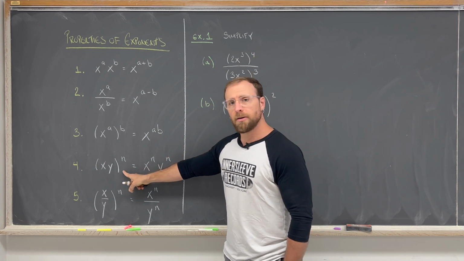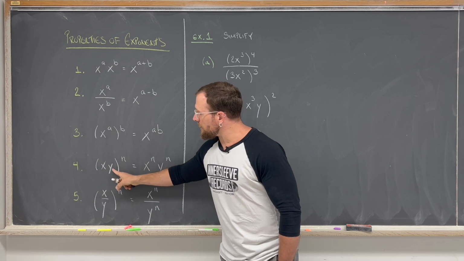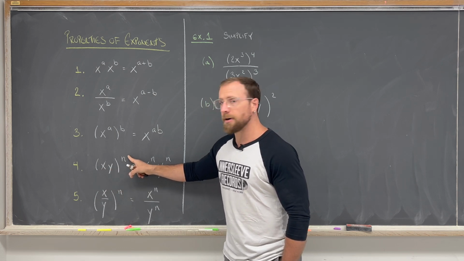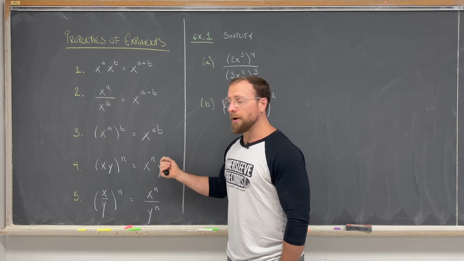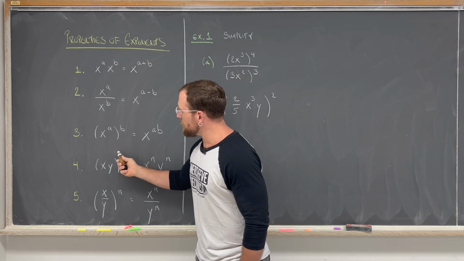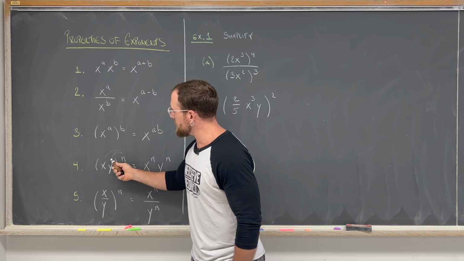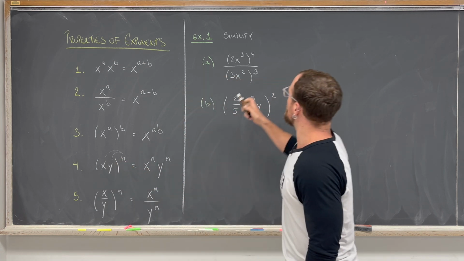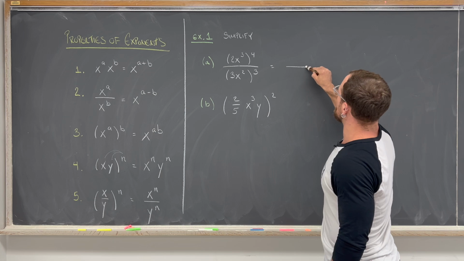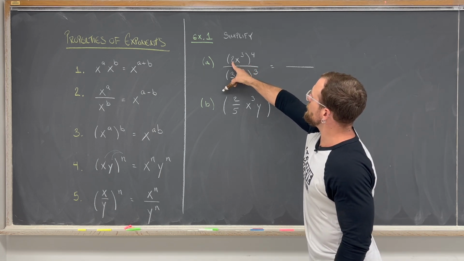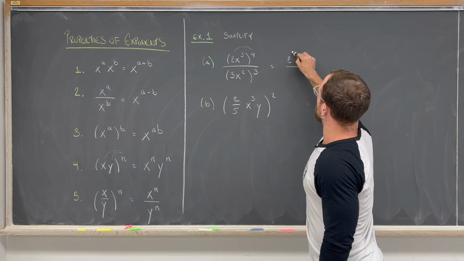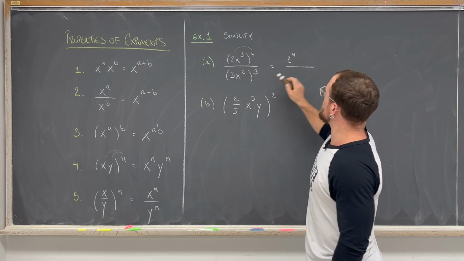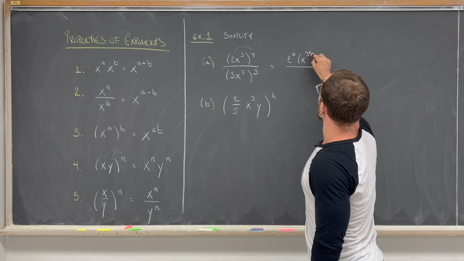Take a look at property number 4. When you have a product of terms being raised to a power, you're supposed to raise each of those factors inside to that power. It's kind of like a rule of distribution for an exponent. You have to raise this to the nth power, that to the nth power. So in this fraction, just looking at the numerator right now, I've got a 2 times x cubed to the 4th power. The 2 needs to get raised to the 4th power, and the x cubed also needs to get raised to the 4th power.